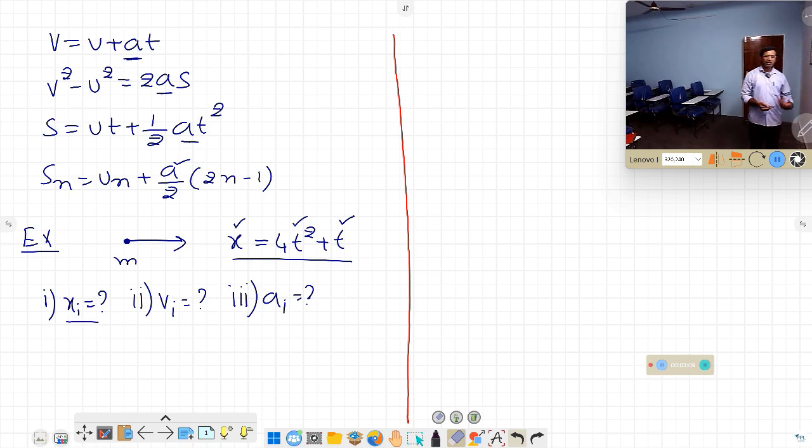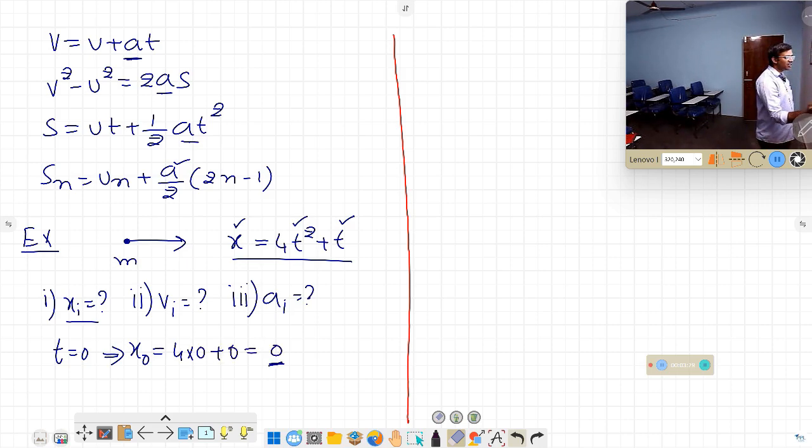To solve this, first they are asking for initial displacement. Initial means starting. Whenever the condition is given as initial, we always have to take the time as 0. That means the displacement initially at time t equals 0 is called x naught. If you put t equal to 0, x naught is 4 into 0 square plus 0, which is 0. So initially the particle is at rest, having displacement 0.